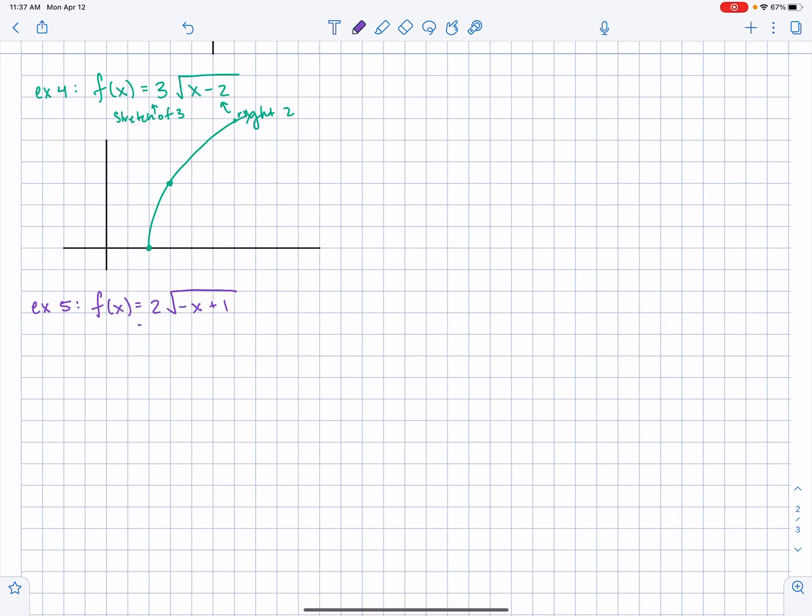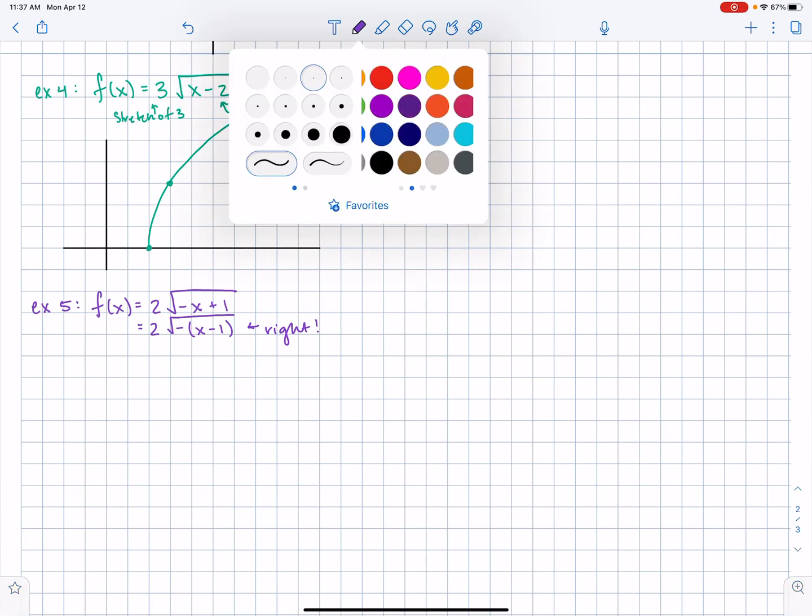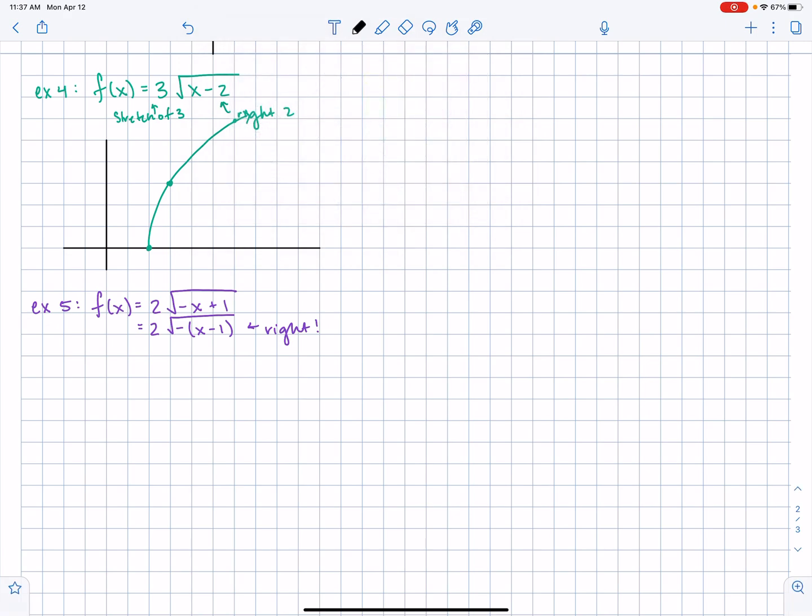So how we would actually write this function is that we would factor out the reflection, and now we see a horizontal transformation of to the right one. So this now became a horizontal transformation of to the right one. So be very careful on that when you have a negative inside your parentheses. So now we can go ahead and graph this guy.